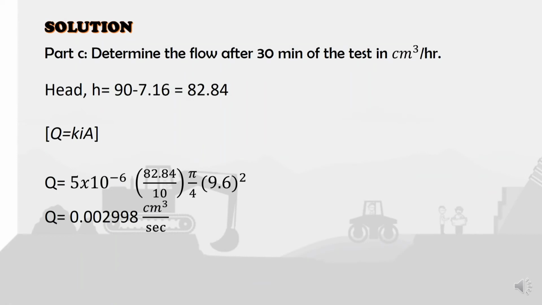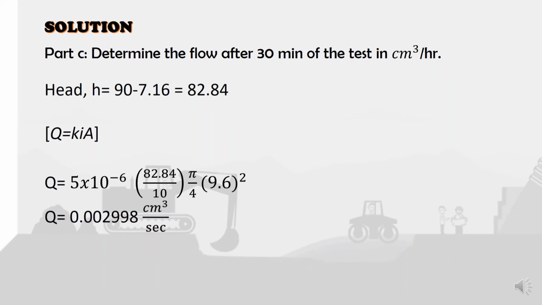Now for part C, determine the flow after 30 minutes of the test in cubic centimeter per hour. Once again, let us use the Darcy's law equation, Q is equal to KIA. By substitution of the given to the formula, 5 times 10 raised to negative 6, quantity 82.84 divided by 10, closed quantity, pi divided by 4 times 9.6 squared.